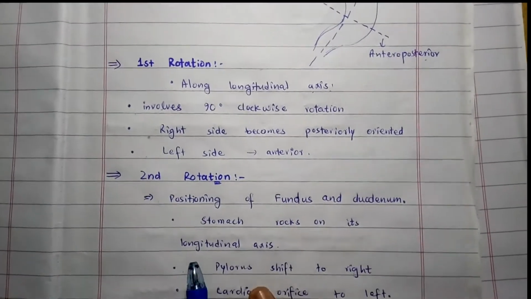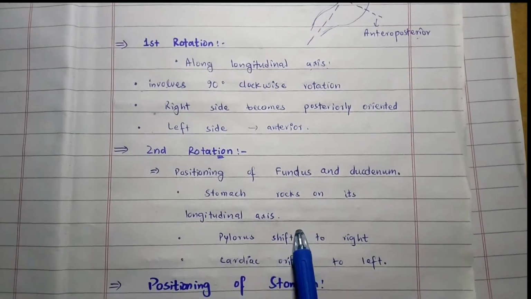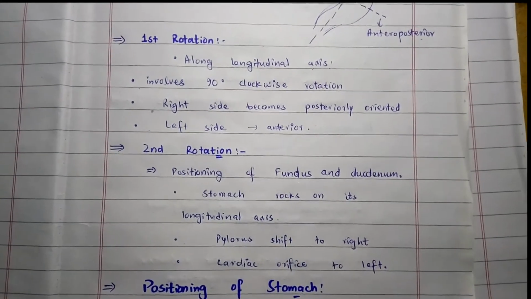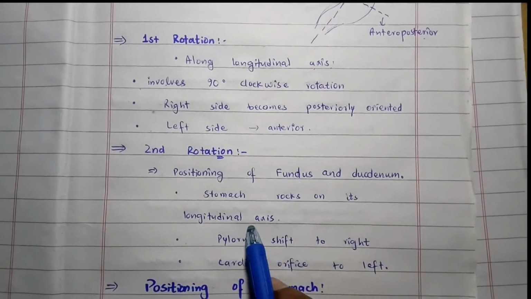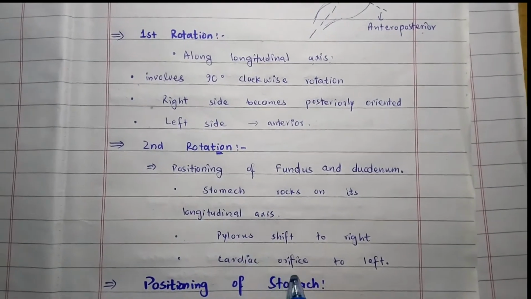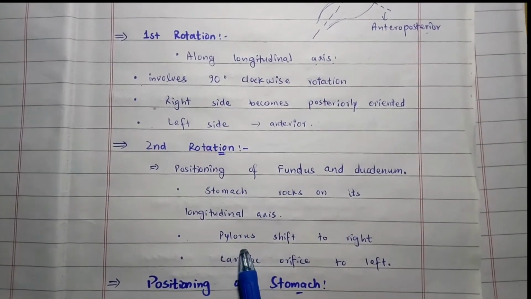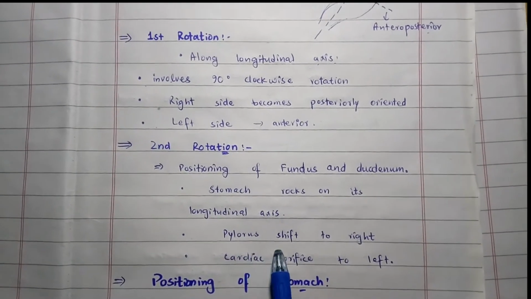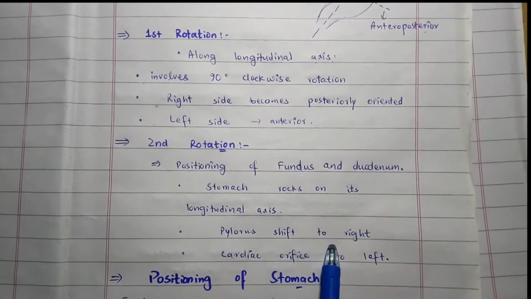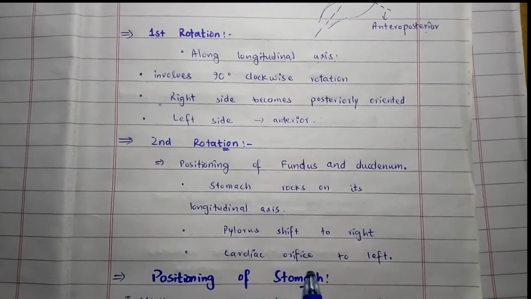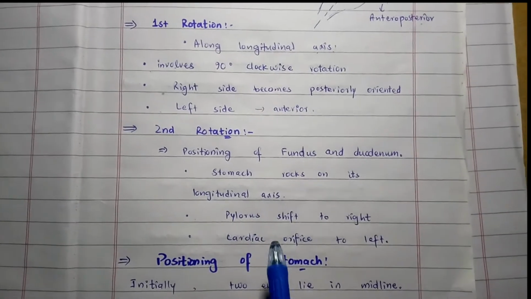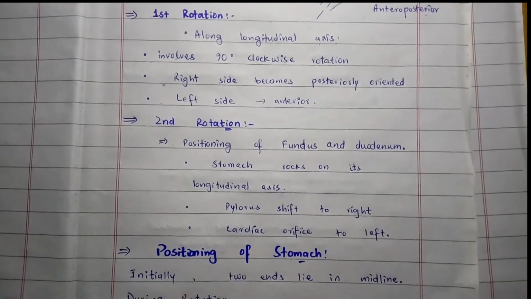And then in the second rotation, positioning of the fundus and duodenum occurs, in which the stomach rocks on its anteroposterior axis. In the resulting structure, the pylorus shifts to the right side, while the cardiac orifice shifts to the left side. So this is the second rotation.